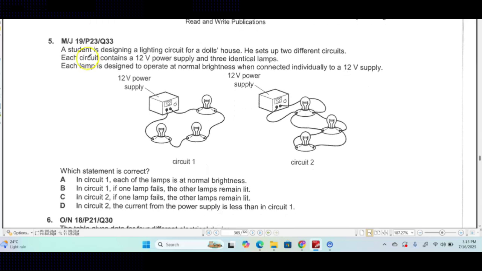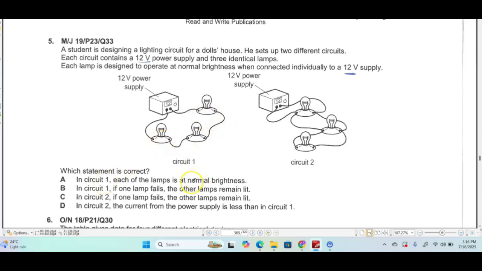Question number 5. A student is designing a lighting circuit for a doll's house. He sets up 2 different circuits. Each circuit contains a 12-volt power supply and 3 identical lamps. Each lamp is designed to operate at normal brightness when connected individually to a 12-volt supply. Which statement is correct? In circuit 1, each of the lamps is at normal brightness. These 3 won't have normal brightness because they are connected in series.